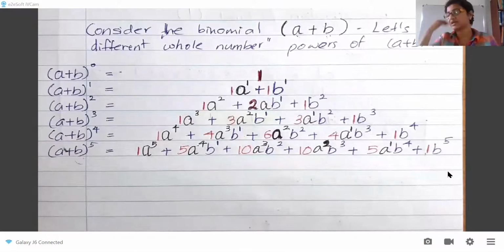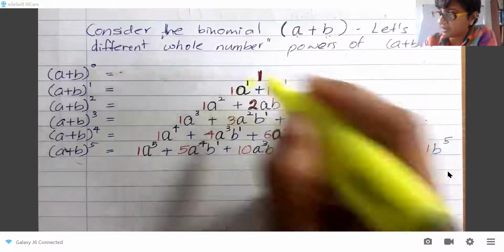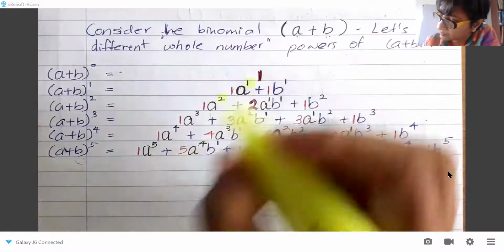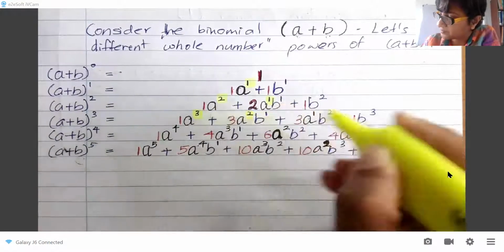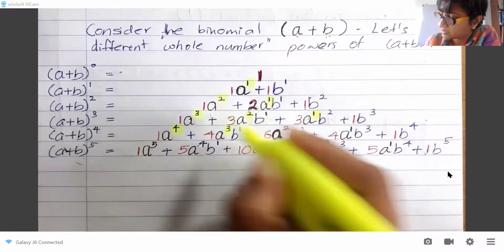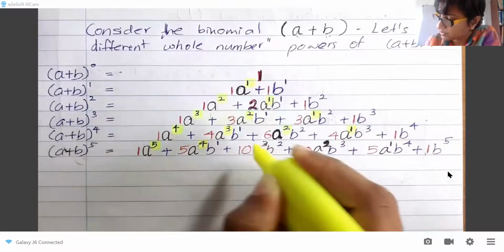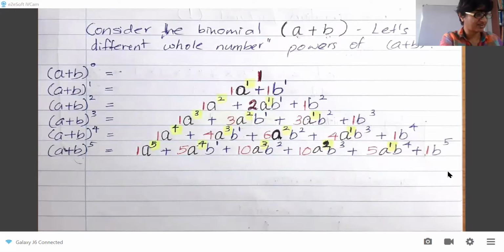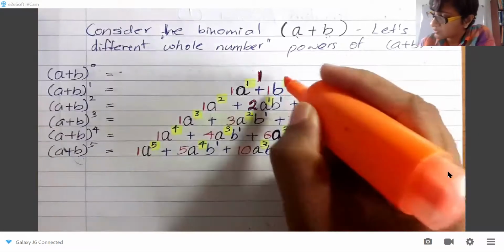Now let me do a little highlighting. Here only one a term. I'm highlighting the power of a: 5, 4, 3, 2, 1. You actually have a to the power of 0 here. And let me highlight the power of b in a different color, and you will see what Senithu is saying is true. Let me use this. Is that okay?